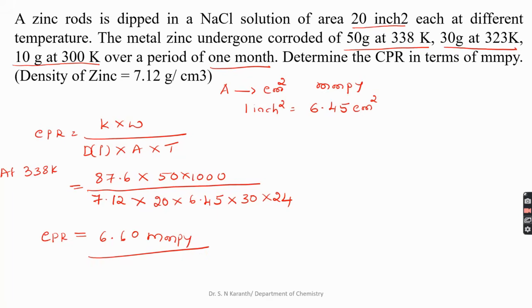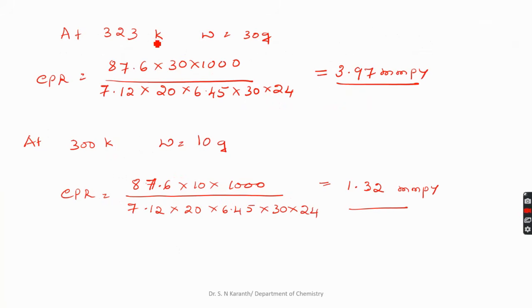The same way we can calculate the CPR at 323 Kelvin. That time the loss of metal is 30 gram, and at 300 Kelvin the loss of metal is 10 gram. So at 323 Kelvin W becomes 30 gram. So CPR becomes 87.6 multiplied by 30 multiplied by 1000 divided by 7.12 into 20 into 6.45 into 30 into 24. That time we'll get 3.97 Mmpy. For 300 Kelvin, after substitution, W becomes 10 gram, we'll get 1.32 Mmpy.